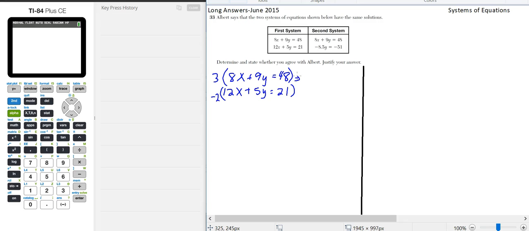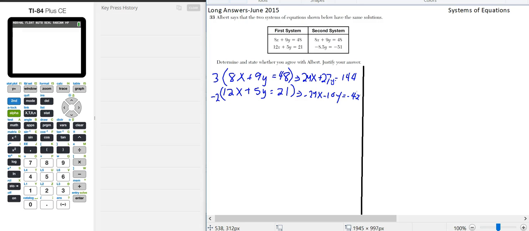3 times 8x is 24x. 3 times 9y is 27y. 3 times 48 is 144. And then the other equation. Negative 2 times 12x is negative 24x. Negative 2 times 5y is negative 10y. And negative 2 times 21 is negative 42.